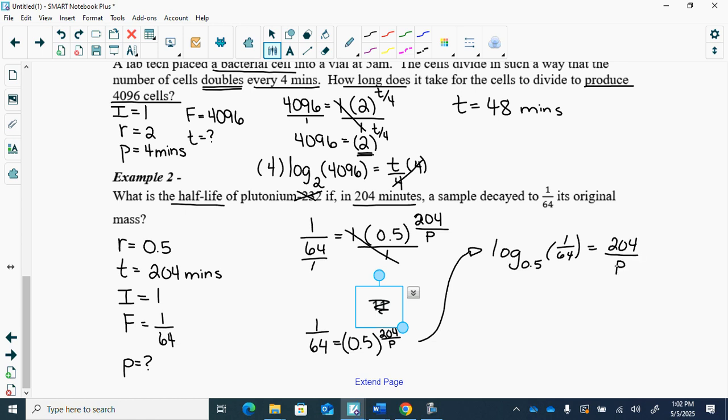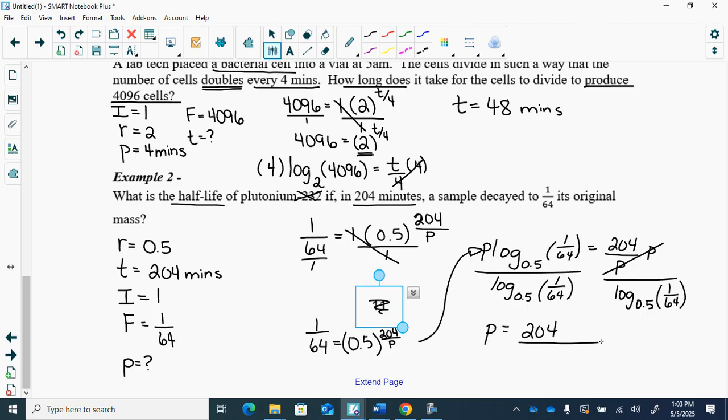Now when the P's in the denominator, remember you bring the P up and multiply it, and then bring the entire log down and divide it, correct? So you bring your P up by multiplication, so it cancels off, and then we take our entire log and divide it. Some people say they swap spots. They kind of do, but they more so divide. So we're going to get P equals 204 divided by log base 0.5 of 1/64.